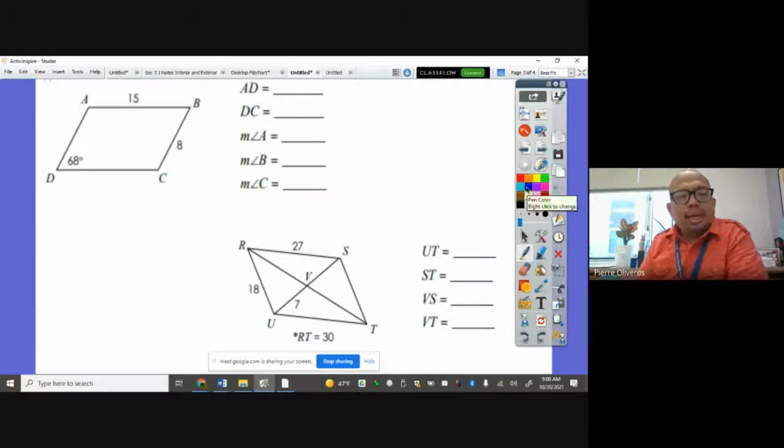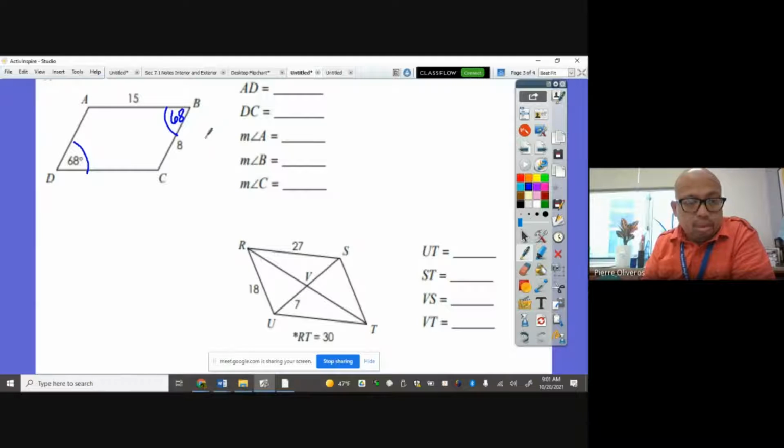Okay, let's solve and apply the properties. So we are given quadrilateral, a parallelogram ABCD. If this one here is 68, how much would this be? That's going to be 68 also. If that's 68, we know the consecutive angles are supplementary. So 180 minus 68 is 112. So this is 112 and this has to be 112 also.